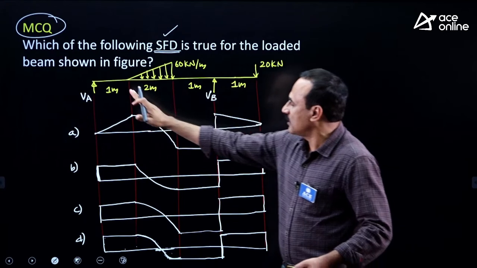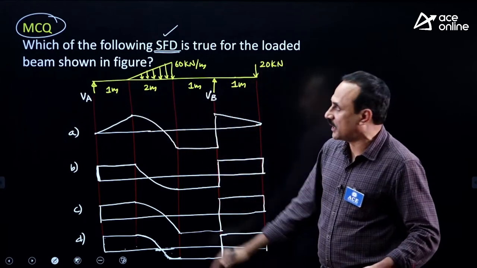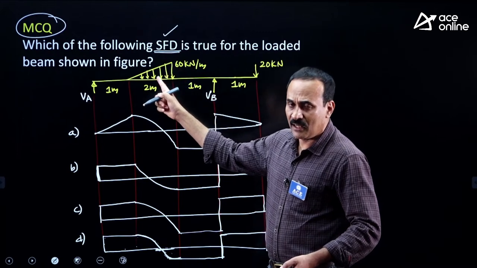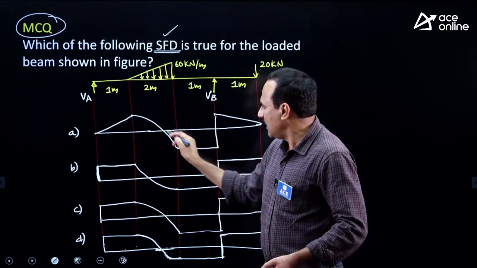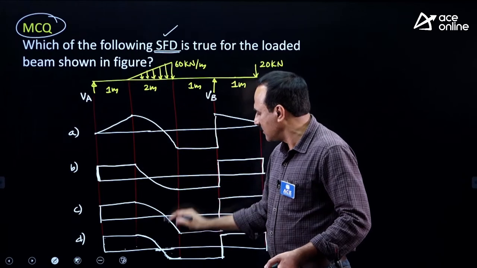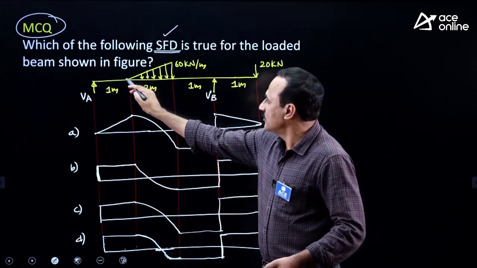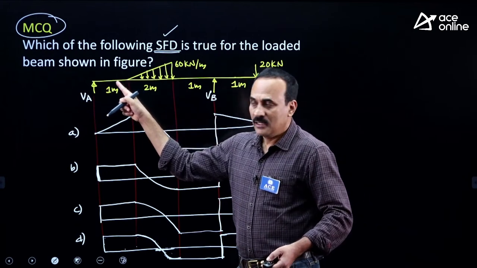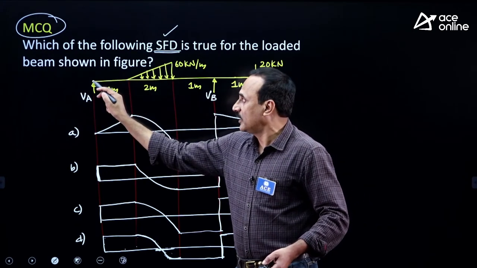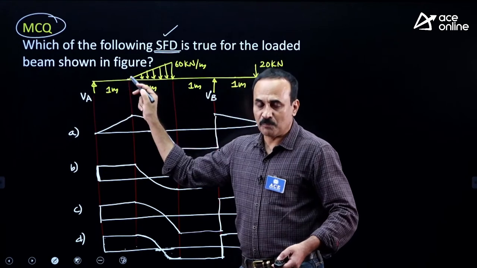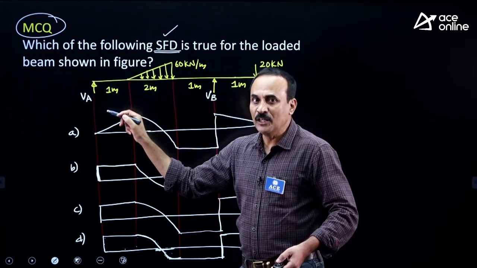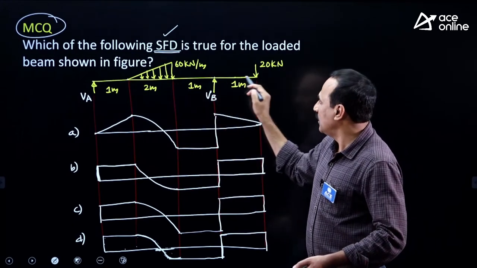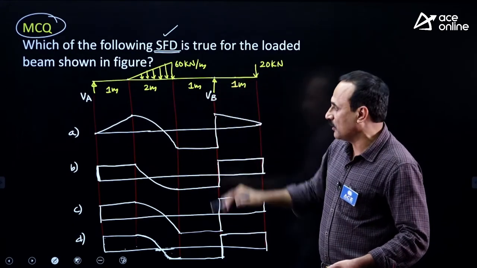So this is the beam. There is a vertical reaction mentioned. There is a UDL. Wherever there is a uniform loading, there should be a parabola. In all the cases, there is a parabola in this zone. And as there is no variation of load from here to here, the shear force diagram should be uniform. And here to here also the shear force diagram is uniform.